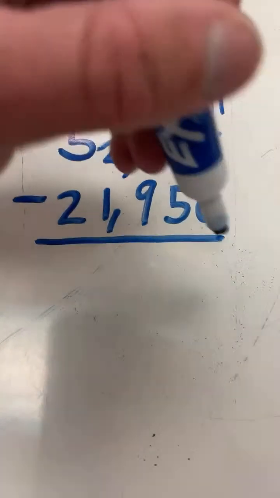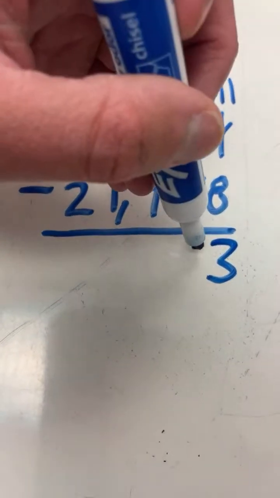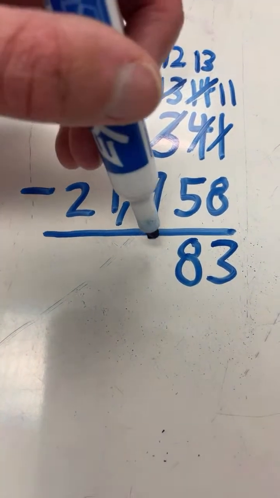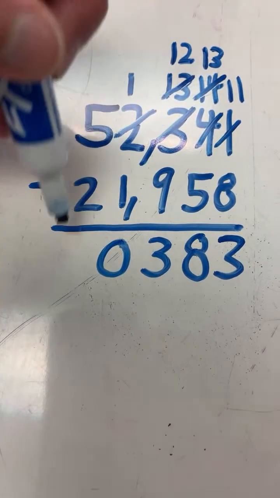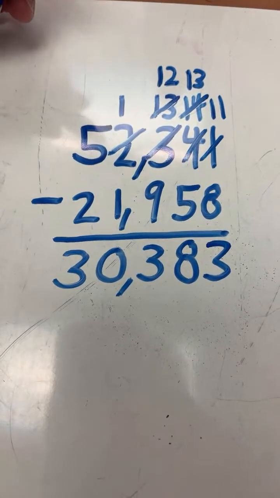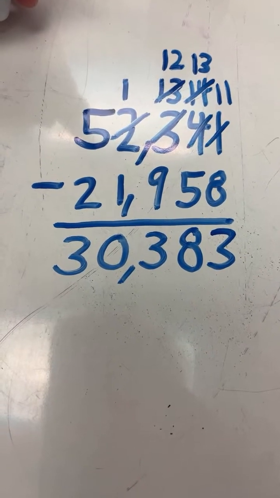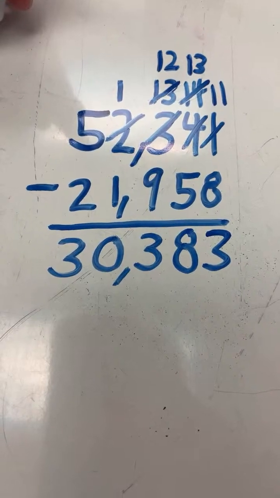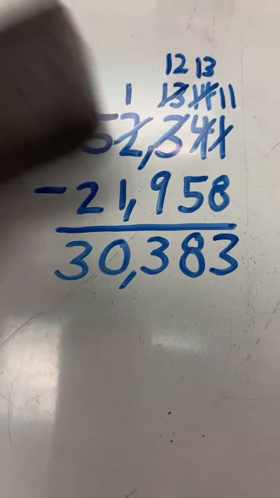All right, 11 minus 8 equals 3. 13 minus 5 equals 8. 12 minus 9 equals 3. 1 minus 1 equals 0. And 5 minus 2 equals 3. And we have our final answer. 52,341 minus 21,958 equals 30,383.